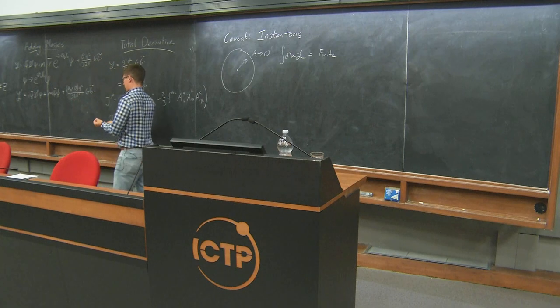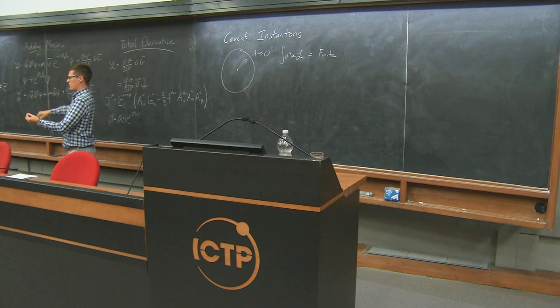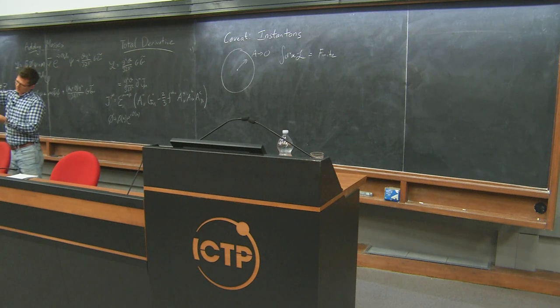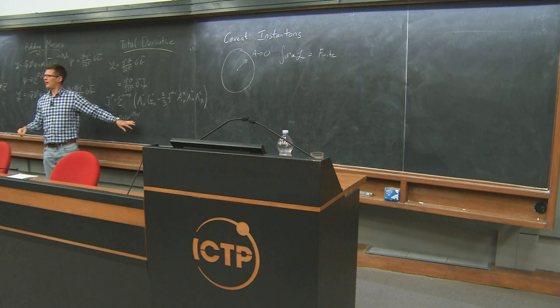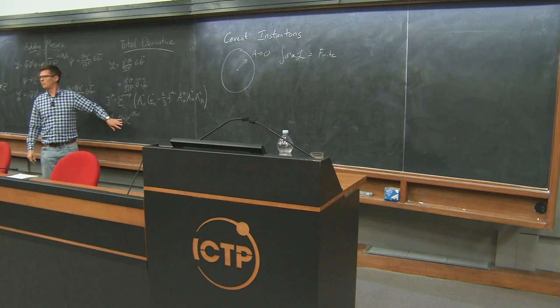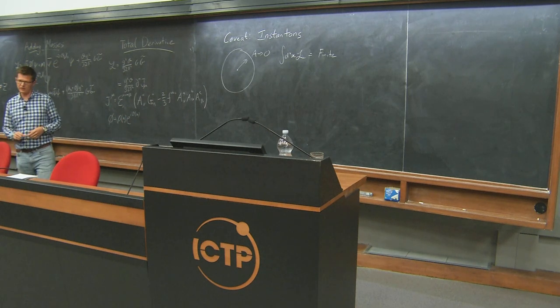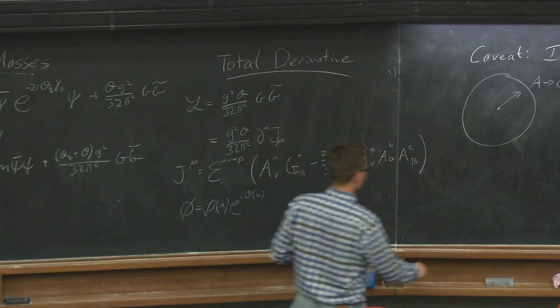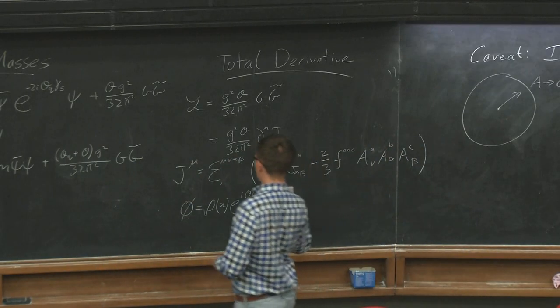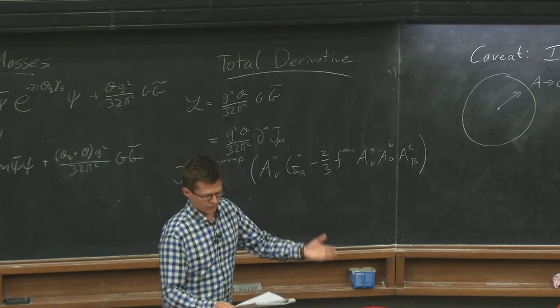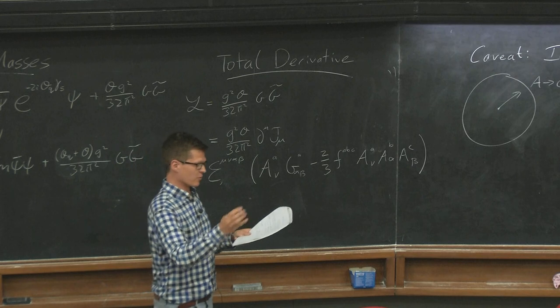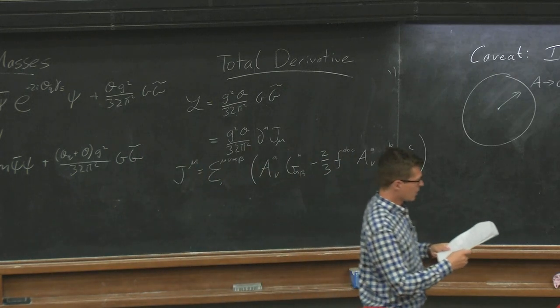But you could have a field configuration of phi where you go around the circle, and when you come back to where you are, the phase of the field has actually changed by 2 pi, or n, some integer, times 2 pi, even though the actual magnitude of the field has gone to zero out at infinity. Instantons are sort of like that, except they're much more complicated if you write down the actual form of the instanton action and things like this.